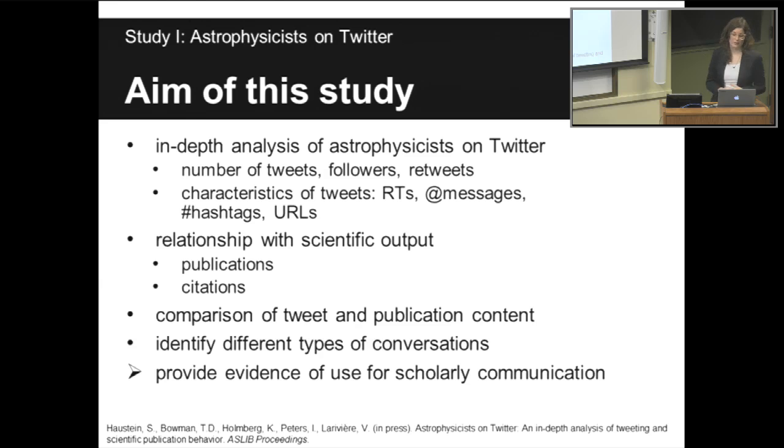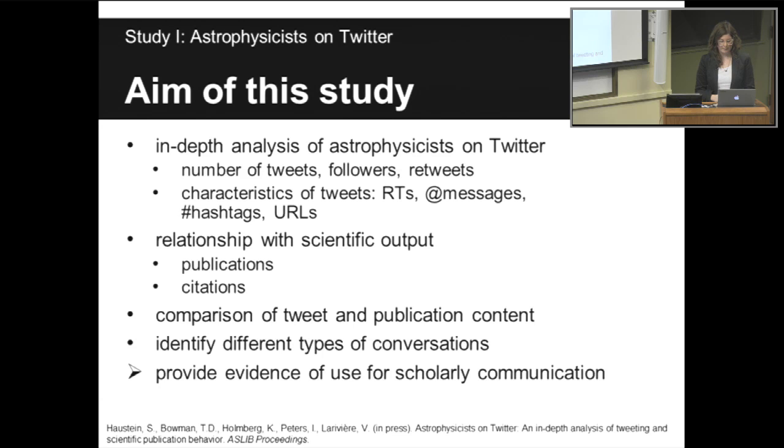So first I want to show you the results of the astrophysics study. And this was done together with our colleagues Tim Baumann, Kim Holmberg, Isabella Peters, Vincent and me. I think they might be on Twitter listening in, so if you want to communicate with them.